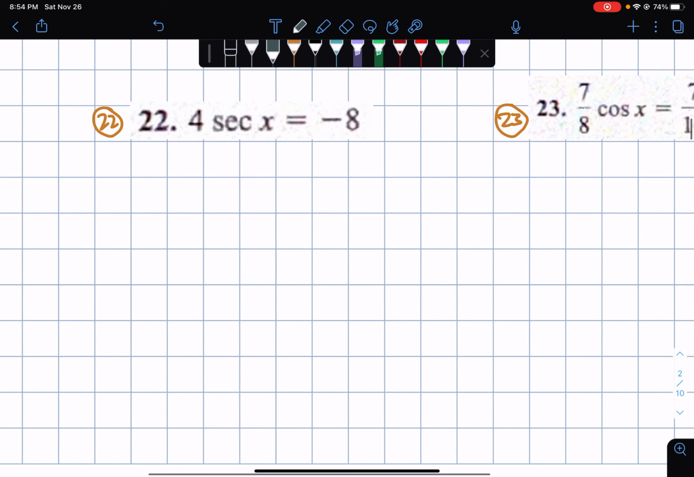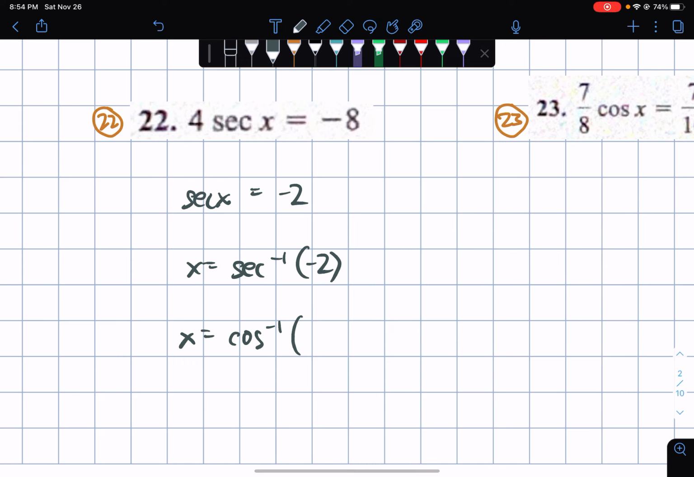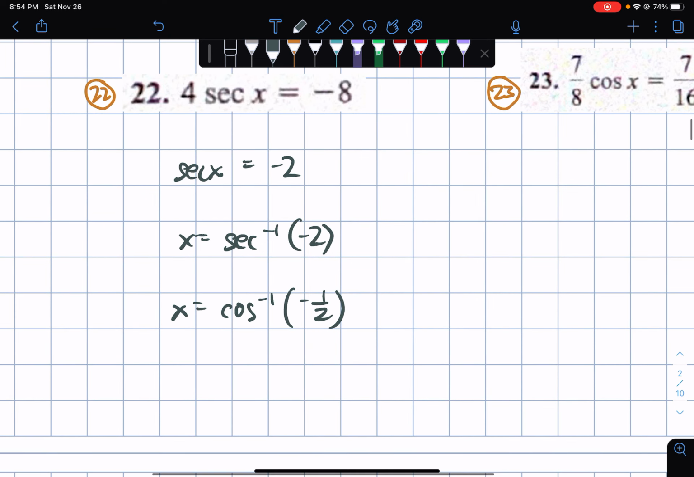For number 22, 4 secant x is equal to negative 8, secant x is equal to negative 2, x is equal to the arc secant of negative 2, which is basically arc cosine of negative 1 over 2. That means x would be equal to 2 pi over 5.